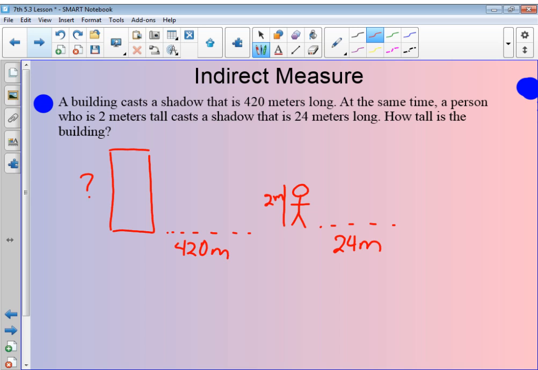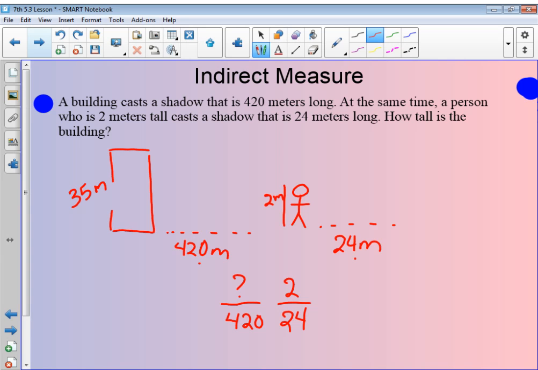Okay, so I've got my 2 meters over 24 meters. And then over here, the shadow was 420. I don't know the height. So now we're going to cross multiply, divide. So 2 times 420 gives me 840. Divide that by 24. Ends up giving me 35 feet. For the height, or not feet, sorry, meters. I labeled it as feet. So 35 meters.